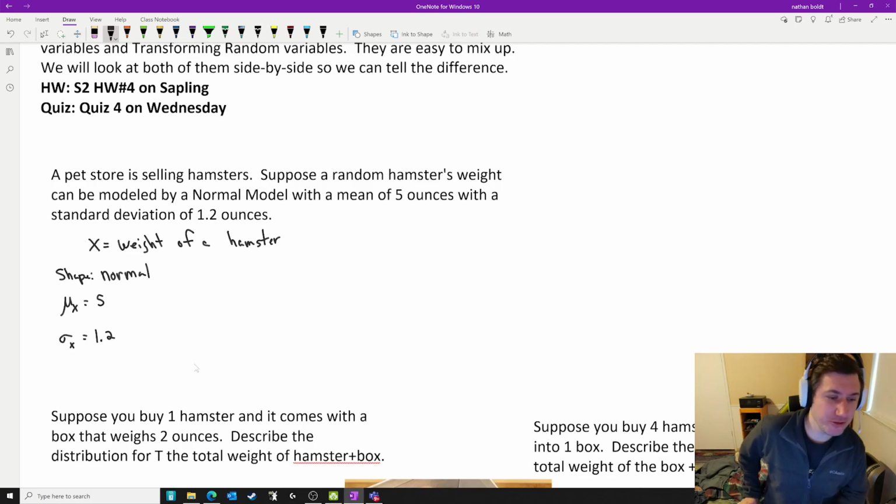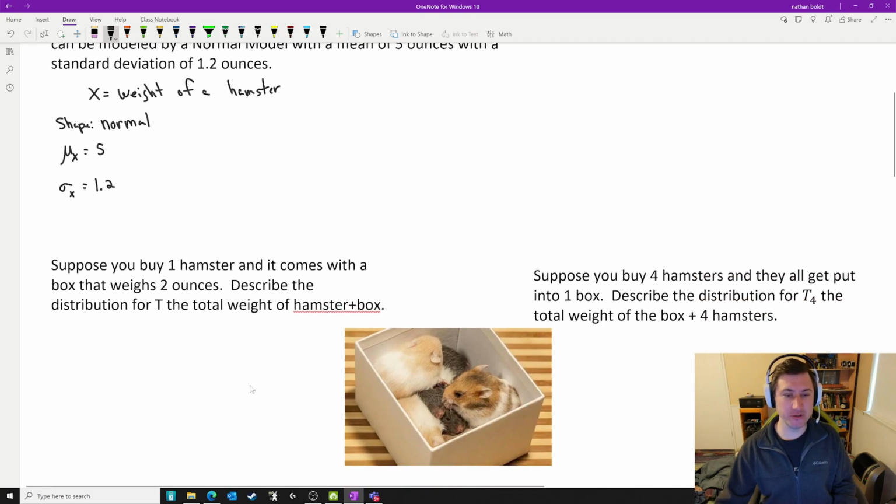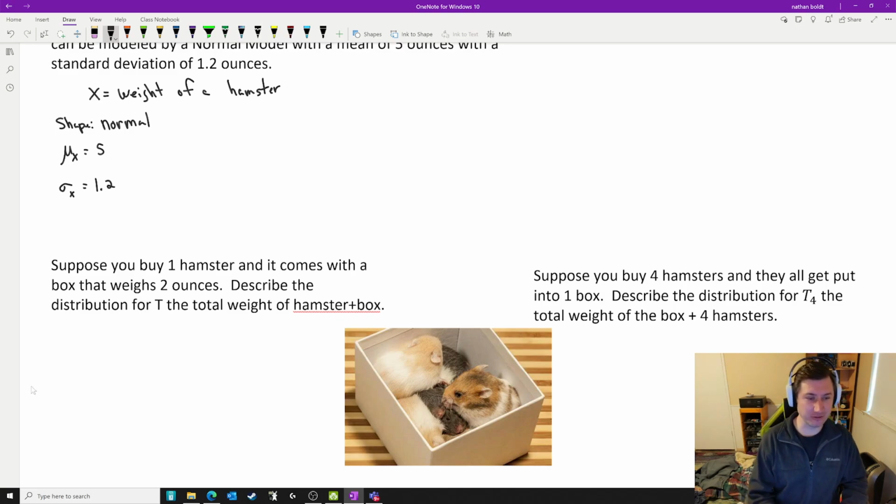All right, so now we're going to do some things to this distribution, this random variable x. So suppose you buy a hamster and it comes in a box that weighs 2 ounces. Describe the distribution for t, the total weight of hamster plus box. I think I had this one on the Desmos for you, and so hopefully this looks familiar, but if not, this is a transformation. We're just taking x and we're transforming it a little bit.